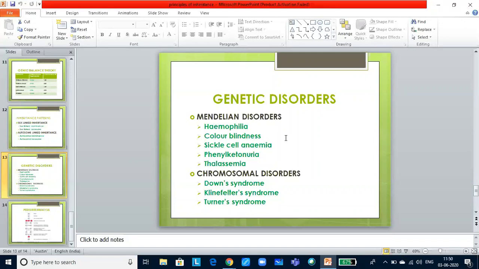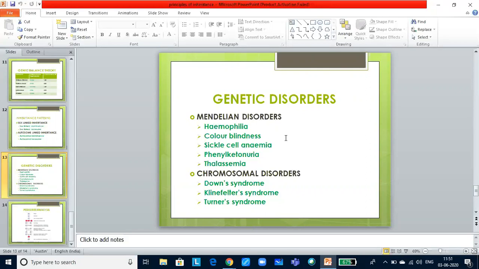The affected individual lacks an enzyme that converts the amino acid phenylalanine into tyrosine. This phenylalanine is accumulated and converted into phenylpyruvic acid and other derivatives. These are excreted to urine because of its poor absorption by kidney.